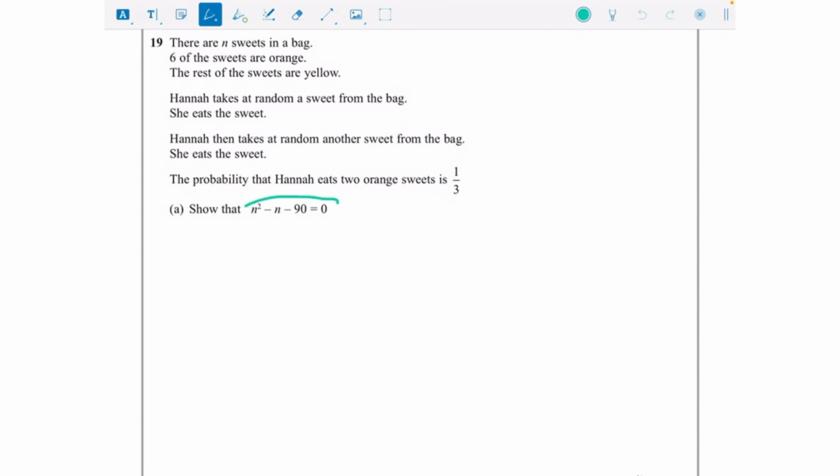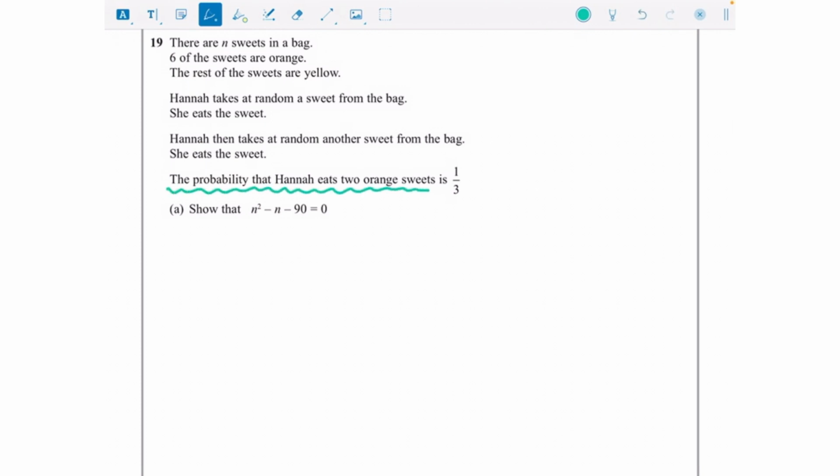So it feels like this comes a little bit out of nowhere. But with a show that question, all we're going to do is what they're asking us to do in the question and then show that we get the same answer as them. So we're never going to start with this. We're just going to show that we get the same answer. So what are we talking about? Well, we're talking about the probability that Hannah eats 2 orange sweets.